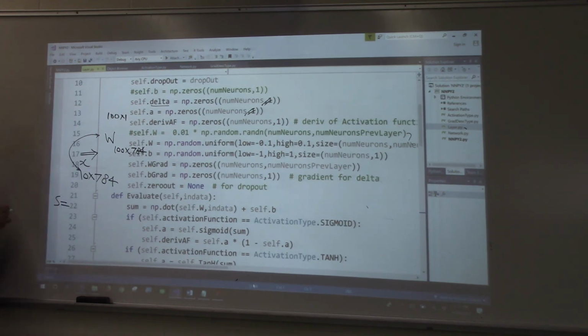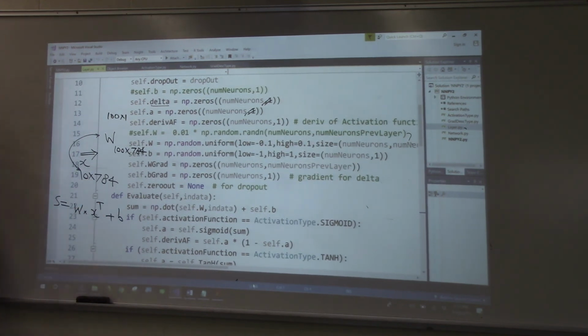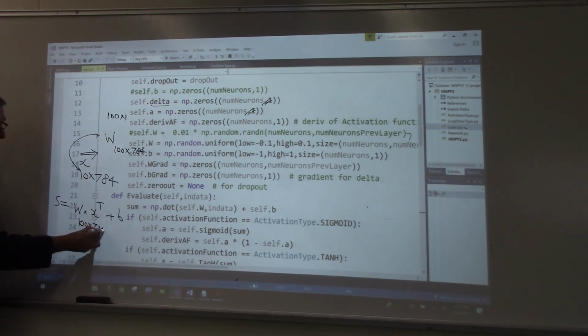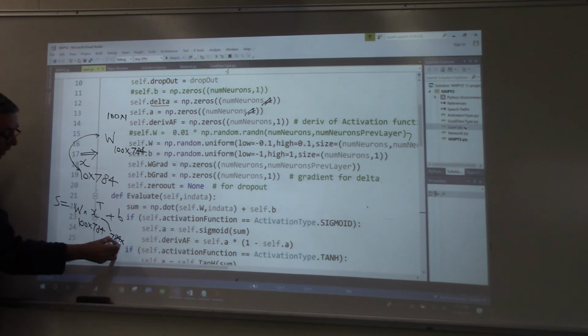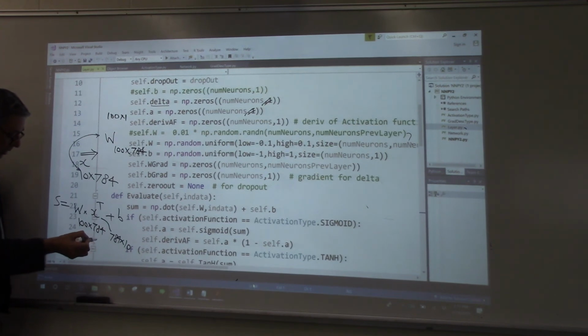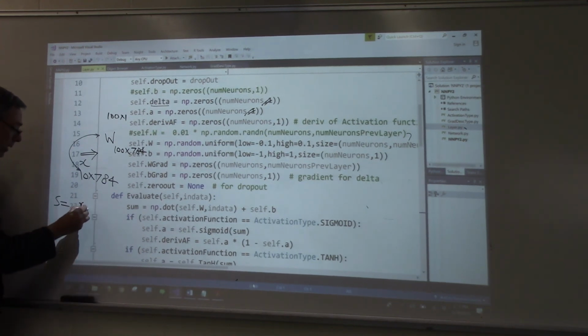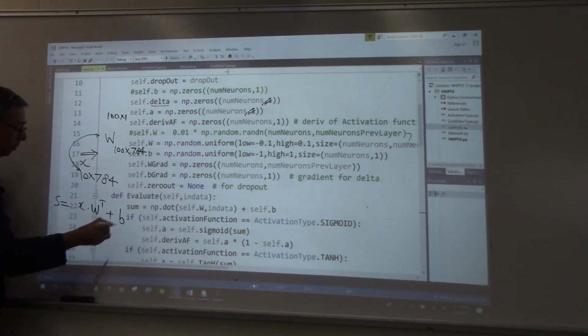So as you can see, S will be, if I did W times X transpose plus B. Okay, W is 100 by 784. X transpose will be 784 by 10. You guys agree? So then, or should we do X times W transpose? Let me do X times W transpose. I think that would be better. X times W transpose plus B.